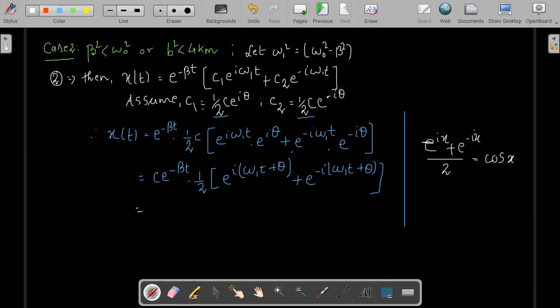So can we write it down? Yes, we can, right? It's simple. So we can write it down as c e to the power minus beta t into cos. This entire term can be written in terms of cos x. So x, in this case, is omega 1 t plus theta. So you see here, we basically do have an oscillating term which is going to give you that motion. So this, the second term, cos of omega 1 t, is the oscillating term.